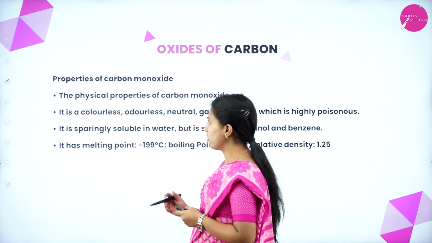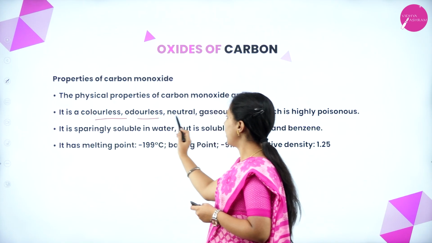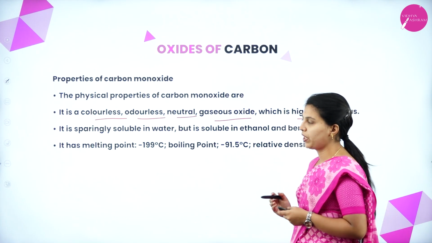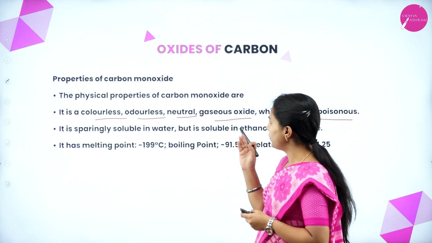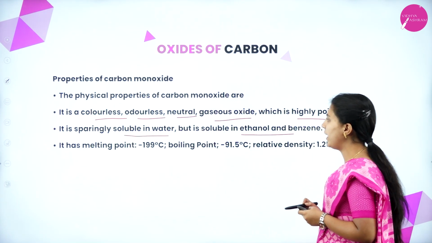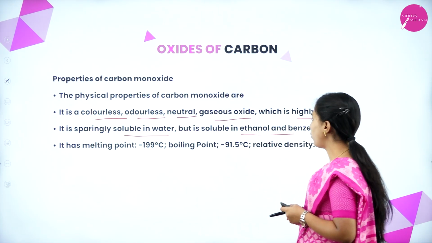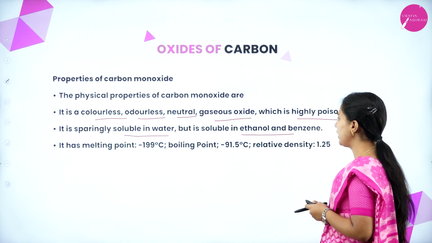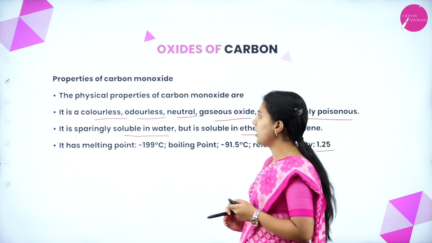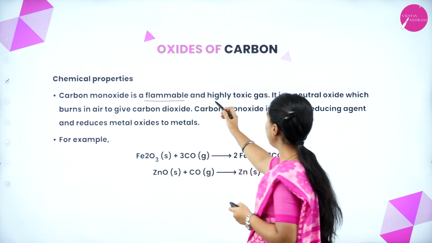Properties of carbon monoxide. The physical properties of carbon monoxide are, it is a colorless, odorless, neutral, gaseous oxide which is highly poisonous. These are the physical properties of carbon monoxide. It is also sparingly soluble in water but completely soluble in ethanol and benzene. It has melting point around 199 degrees Celsius, boiling point 91.5 degrees Celsius, relative density 1.25. These are the physical properties, and chemical properties are, it is flammable and highly toxic gas.